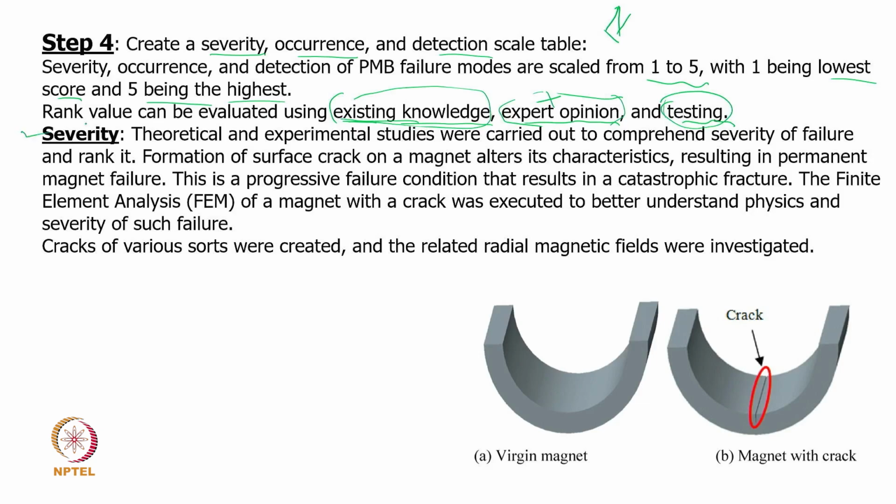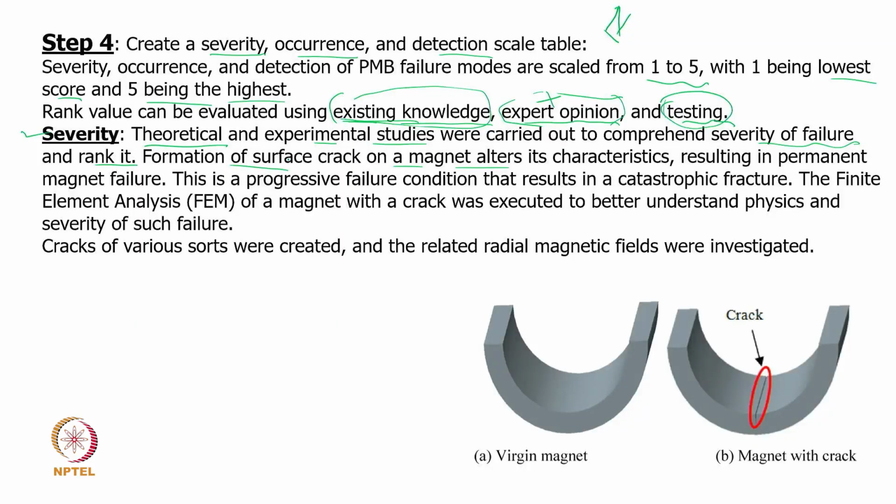Now, coming to the first case, the severity: how do I find the severity? In this case, as I mentioned, we do theoretical modeling and then experimental studies to figure out the severity of the failure and rank according to that. For that purpose, we have some software available, and those were also utilized to get more and more knowledge. For the formation of a surface crack on a magnet, we figured out using the pole sheet that there are many north poles and many south poles.